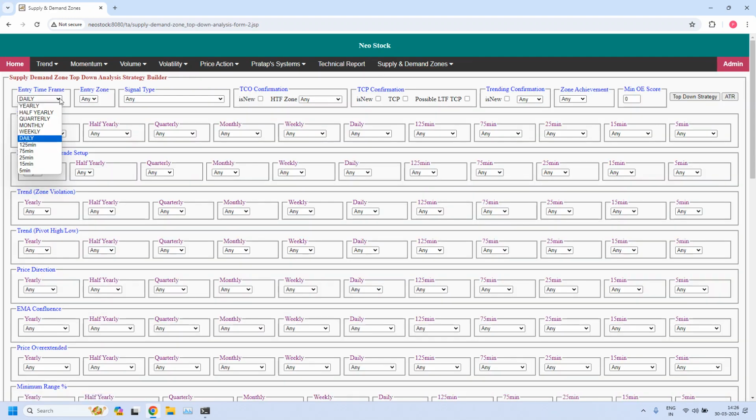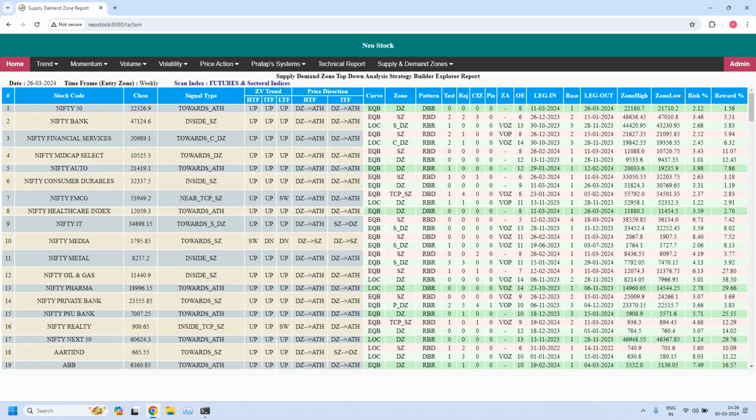So I'm selecting the entry time frame as weekly, not adding any filters. Directly I am filtering all the stocks. So the complete list is there. We need to scroll down. But even before that, the first 17 in this list are indices. They are sectorial indices, several sectorial indices. So I keep on scrolling this list down.